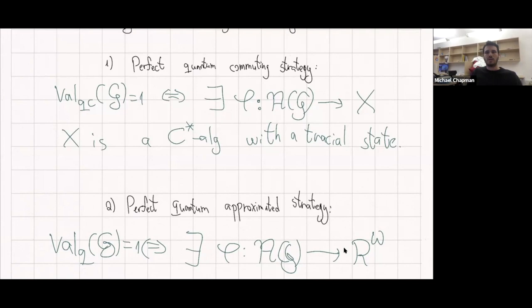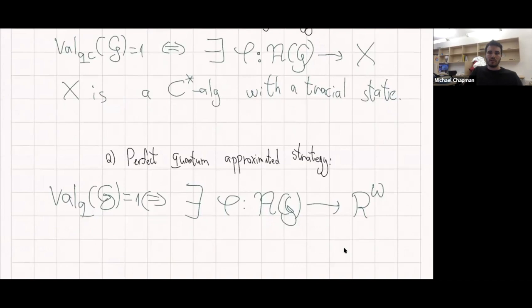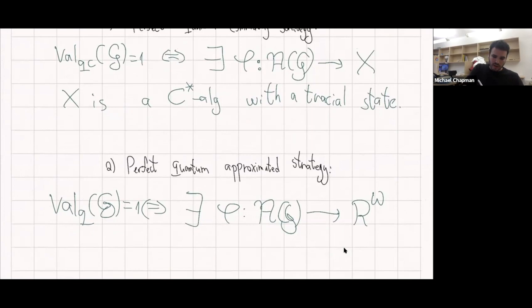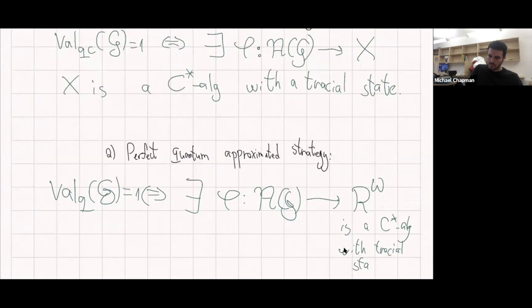And what is important here, let's just see that everything compiles. So clearly, if you have quantum value one, you must have quantum commuting value one, because this set embeds in this set. And the only thing you need to believe is that this is a C-star algebra with a tracial state defined on it. And this is true. So this theorem connects the quantum and quantum commuting value to these representations of this algebra.